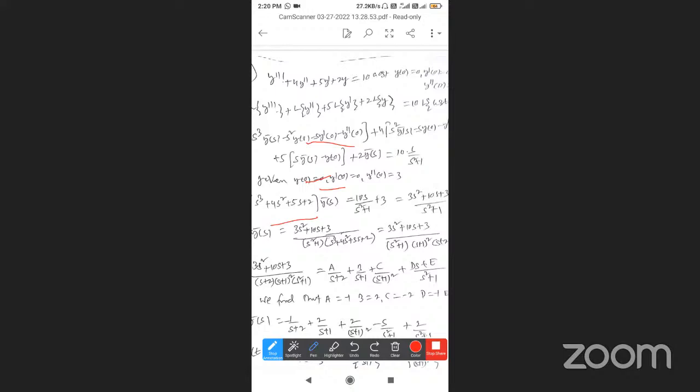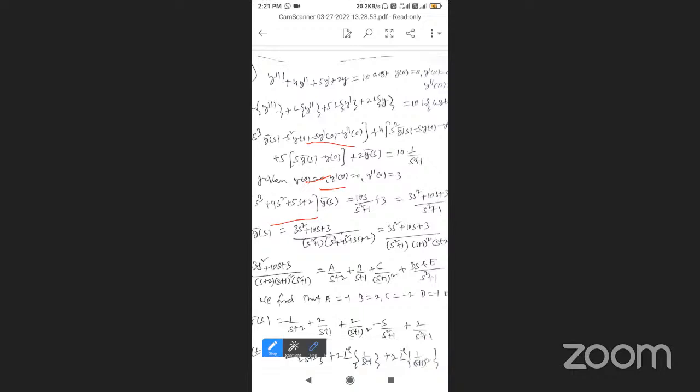So we write the factors: 3s square plus 10s plus 3 by s square plus 1 into s cube plus 4s square plus 5s plus 2. The factors of s cube plus 4s square plus 5s plus 2 are s plus 1 whole square into s plus 2.